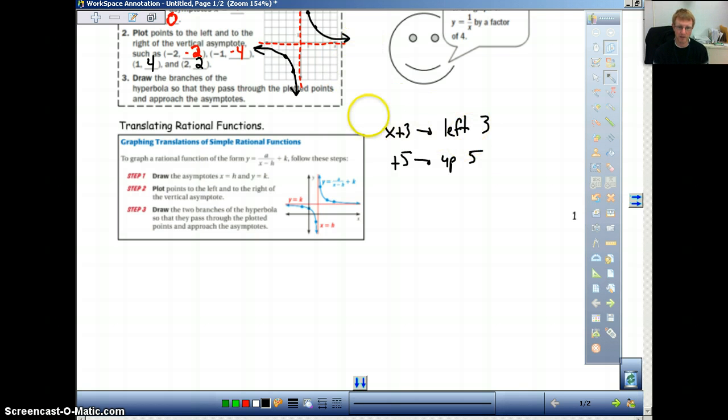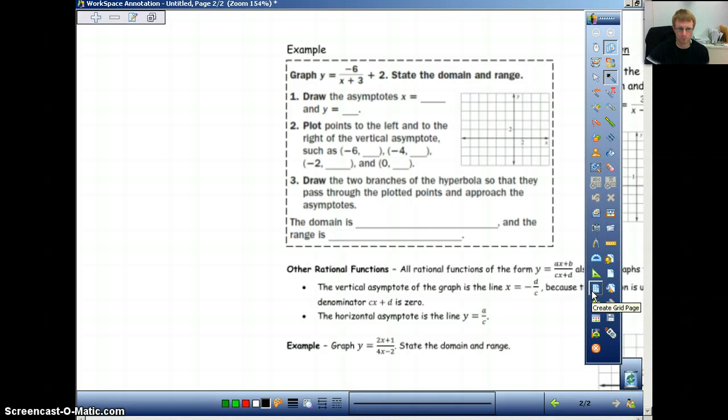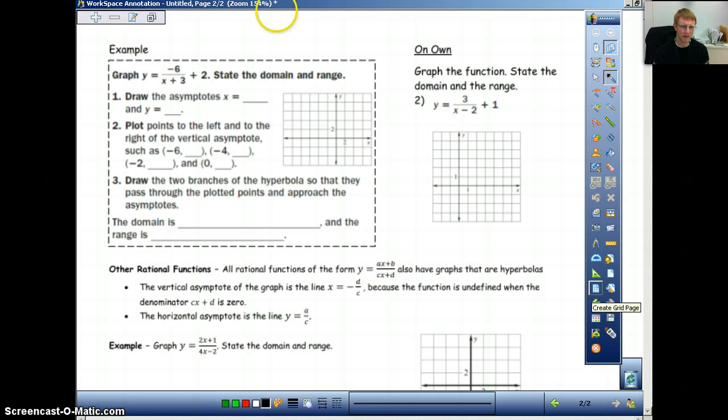Okay, so the x value is going to change your vertical asymptote, and then this part is going to change your horizontal asymptote. So let's look at an example on the next page. We have -6 over x plus 3, plus 2. Again, we're not going to worry about our parent function here. What we're going to do is first identify our asymptotes.